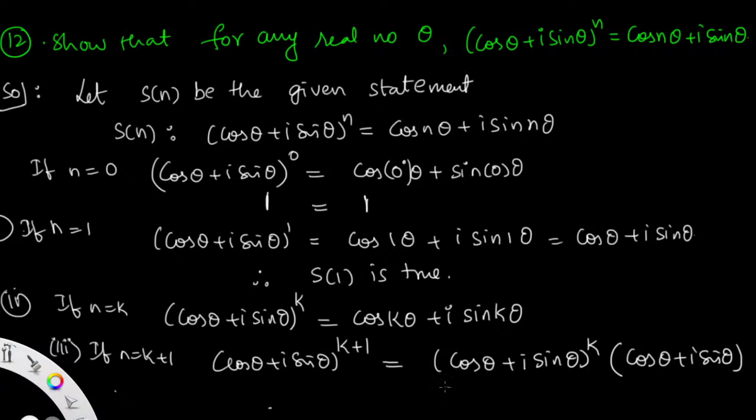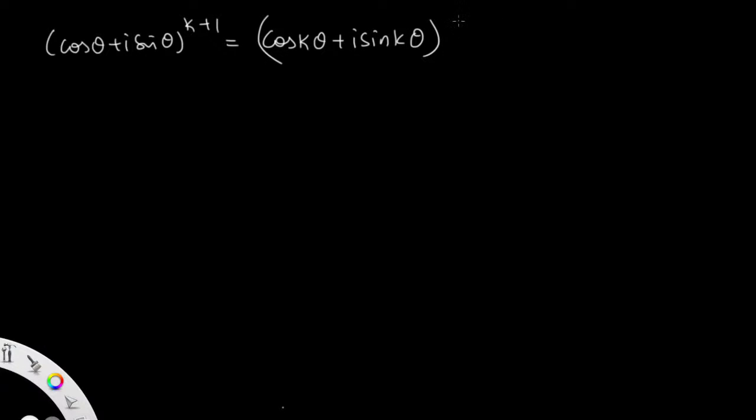But this value is already proved to be this. So now substitute in this. That is (cos theta plus i sin theta) whole to the power of k plus 1 equal to (cos k theta plus i sin k theta) into (cos theta plus i sin theta).